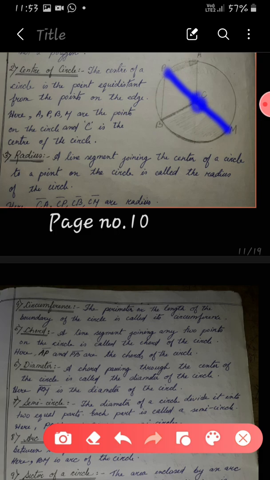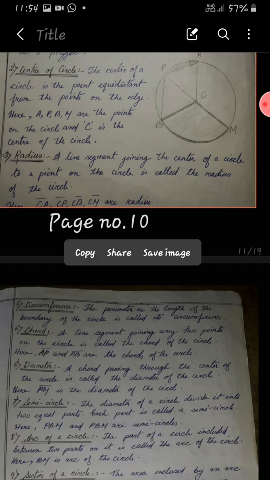A chord passing through the center of the circle. So C is the center. Chord means they are meeting 2 points on the circle. Whether they cross through the center or simply meet, it doesn't matter. But if it crosses through the center and meets, then that forms a diameter. Okay, here PCM is a diameter.